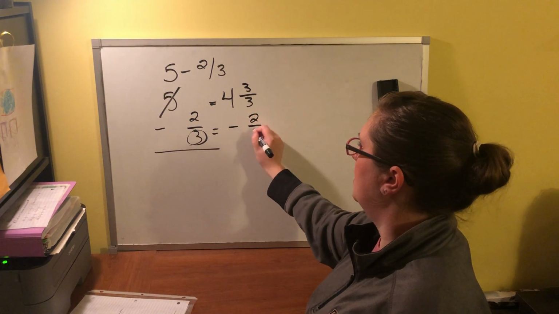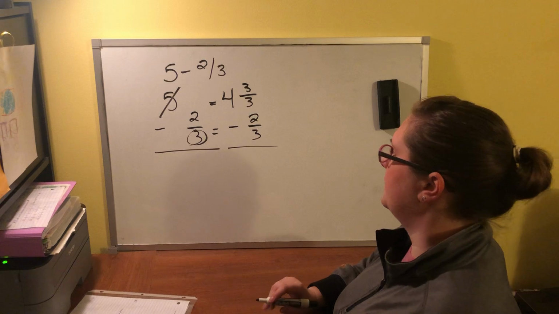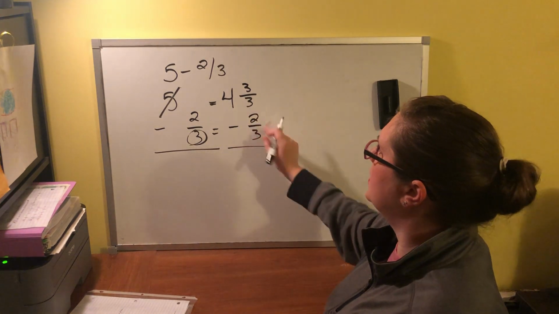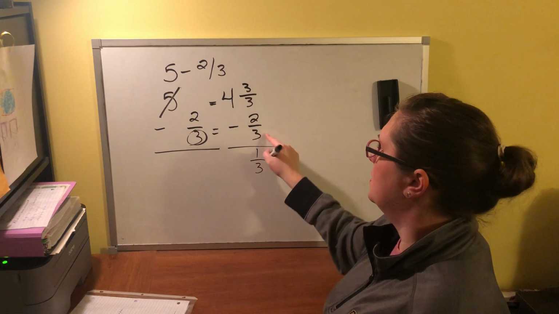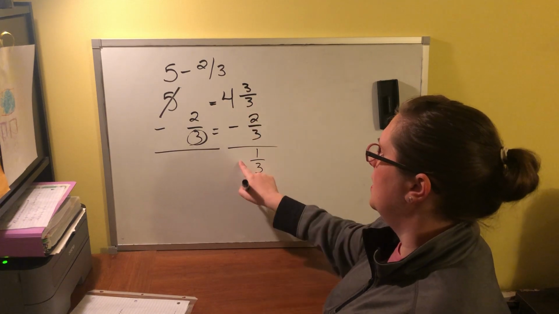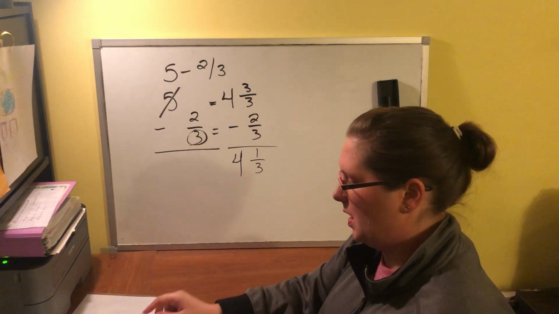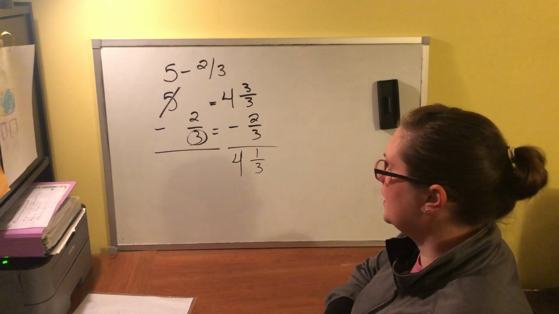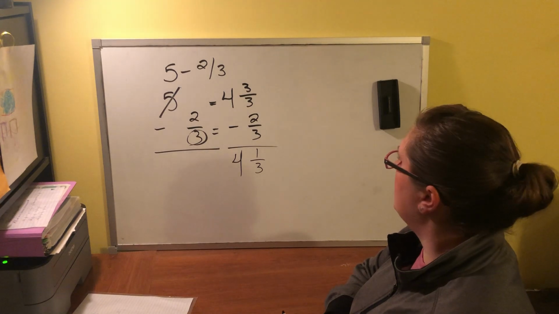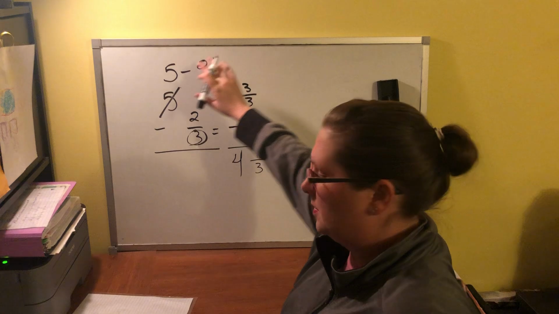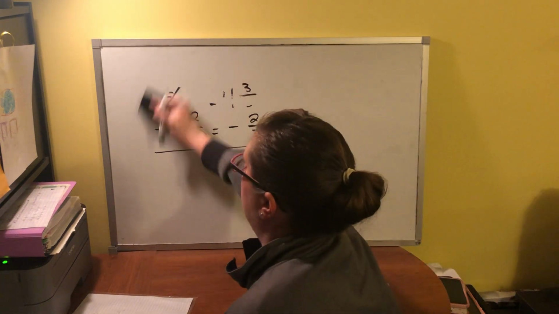So now we can subtract 2/3. We have a common denominator of 3. We're good. So now I can do 3 minus 2 is 1. Stays over the denominator of 3, and I can bring down my 4. 4 1/3 is your answer there. Okay? Things get a little different when this isn't a whole number and this is a mixed number. So we're going to do some examples of that now.